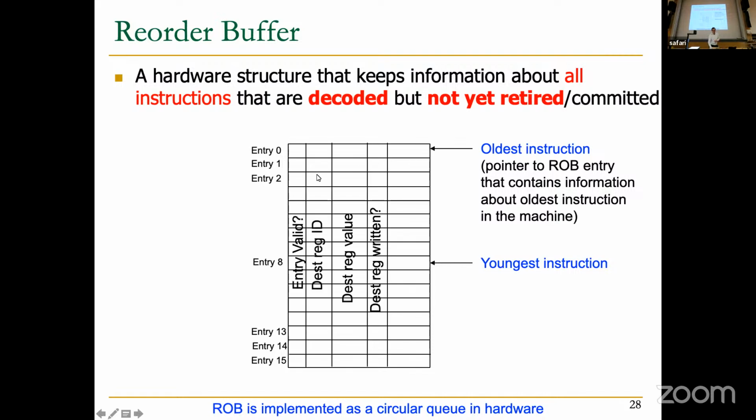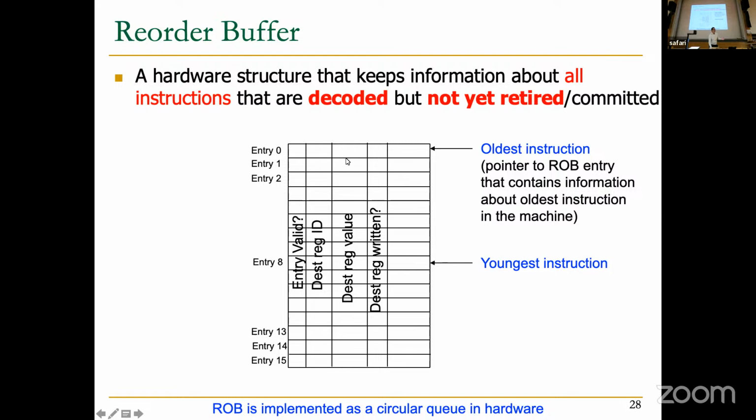So you need to have entries, and each entry has some fields. For example, the valid bit. Valid means that there's an instruction allocated to this reorder buffer entry. If there's no instruction in the machine that's decoded, then all of the entries are invalid. All of the entries are at 0. And then the next part can be the destination register ID. Which destination register is this instruction writing to? This is a value of the destination register.